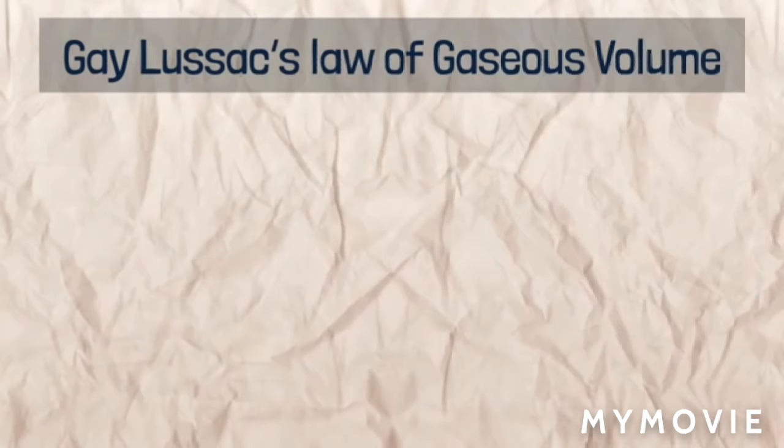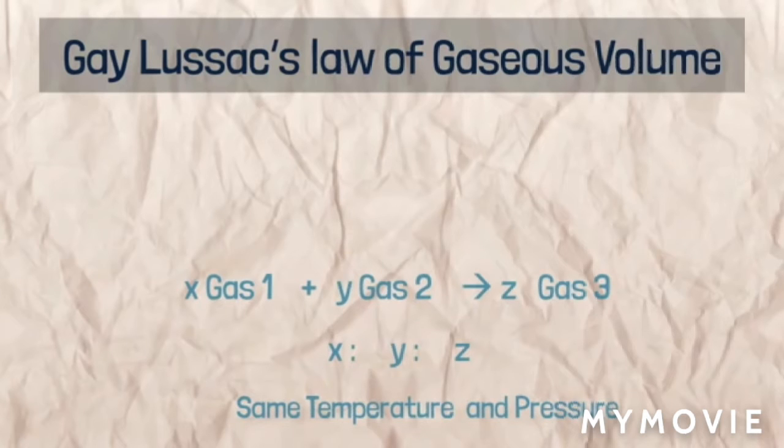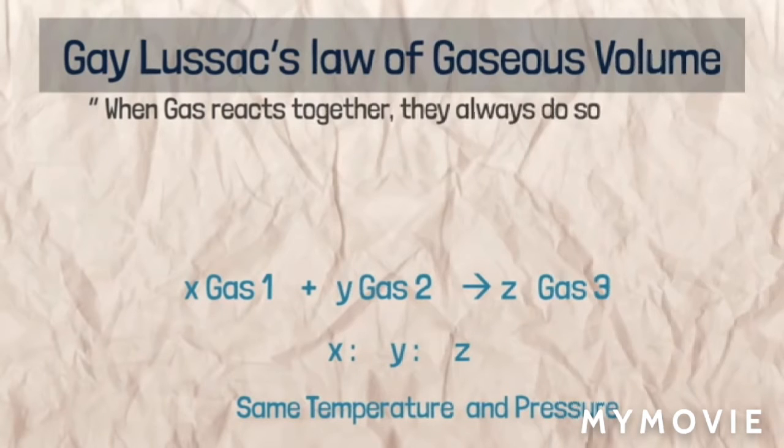Consider x volume of gas 1 reacts with y volume of gas 2 to form z volume of gas 3. Then according to Gay-Lussac's law of gaseous volume, this x ratio y ratio z will bear a simple whole number ratio, provided the condition of temperature and pressure remains same. Now let's see the statement.